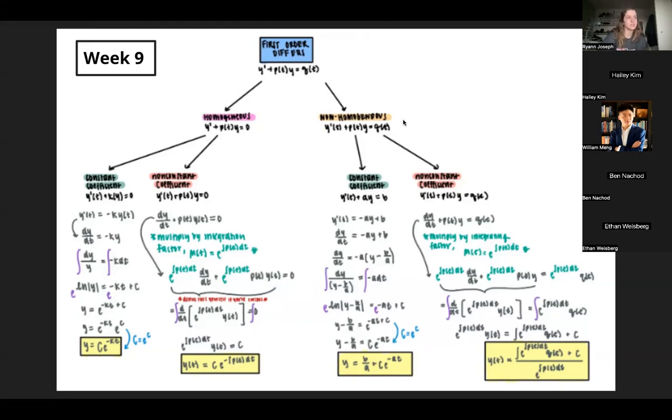Homogeneous means that we're set equal to 0. Non-homogeneous means that we're set equal to a non-zero term. This can be constant or non-constant. First order differential equations are pretty straightforward.